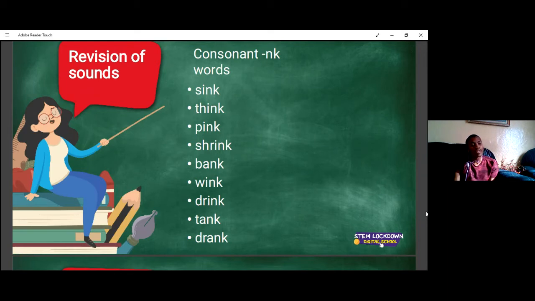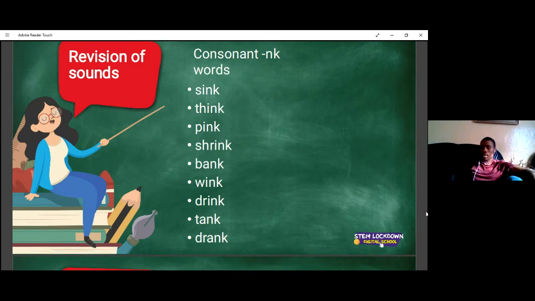For 4 minutes, write these words. 4 minutes, please write the words down. I think we're going to finish a bit early today because we're just doing sounds, not a lot of work. And it gives you time to go over the maths if you have to.